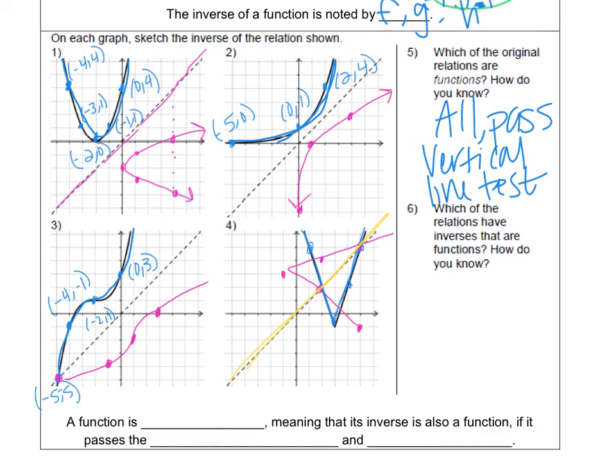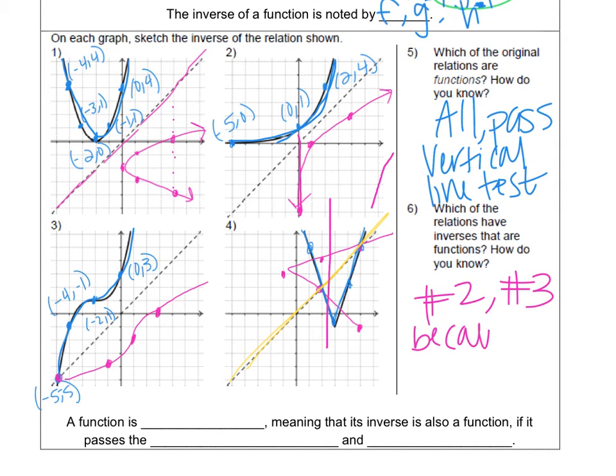Okay, number 2, that one actually is. Even though right here it looks like it wouldn't pass, it is, because it's just getting really, really close to this line. So it's still decreasing, but it's not a perfectly straight line. Okay, number 3 looks good, but number 4 would not. If I took a vertical line, it would go through more than one x on that graph. So the only 2 inverses that are functions would be number 2 and 3.